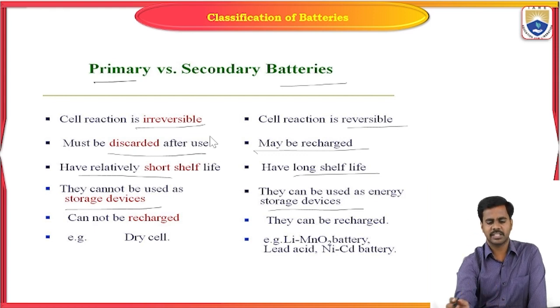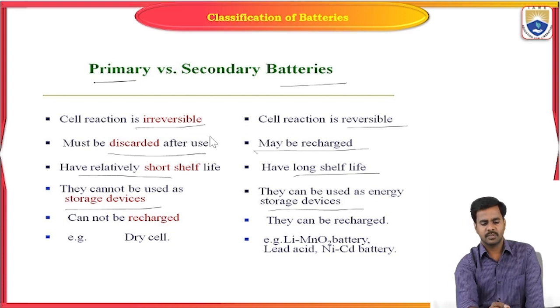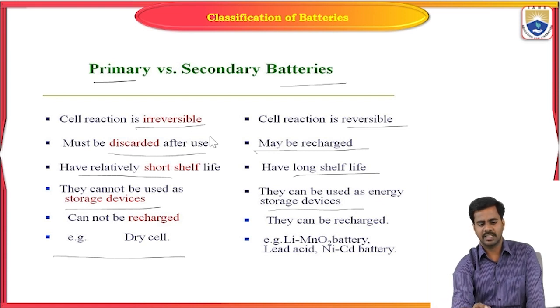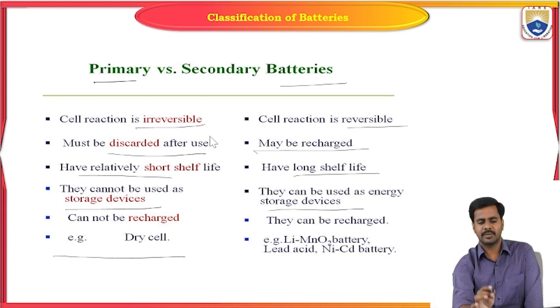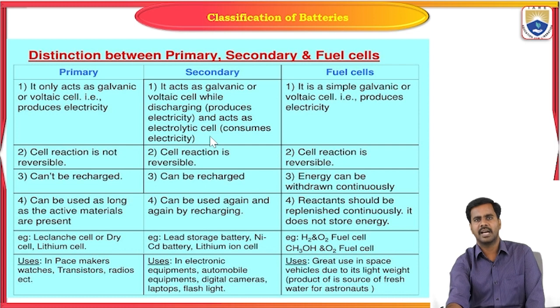Primary batteries cannot be recharged and secondary batteries can be recharged. Examples for primary batteries: dry cell. Examples for secondary batteries are lead acid battery, nickel cadmium battery, lithium manganese oxide battery, etc. So these are the major differences between the primary and secondary batteries. And let us see the differences between the primary, secondary and fuel cells.